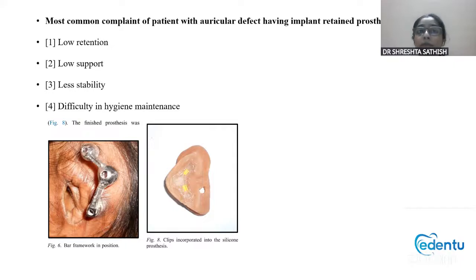The most common complaint of a patient with an auricular defect having implant retained prosthesis is low retention, low support, less stability, difficulty in hygiene maintenance. Yes, it is very difficult to maintain the hygiene. If you notice, you have 3 implants and 3 bars which are connected. But the space between the bars and the skin is very thin, onto which the auricular prosthesis is attached. Now you have good support, stability, and retention in this case, but difficulty to maintain hygiene. Cleaning is very difficult in that area.